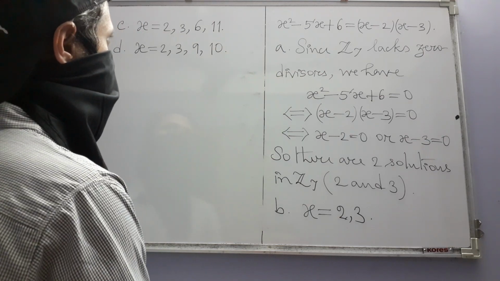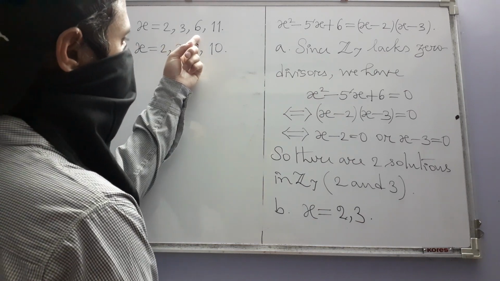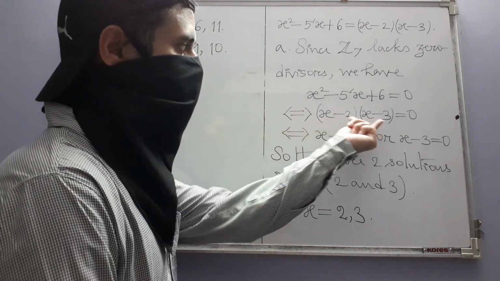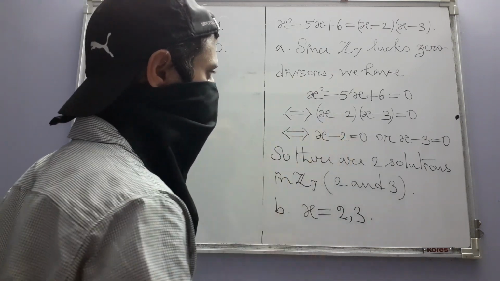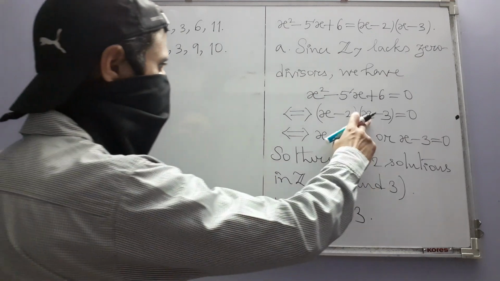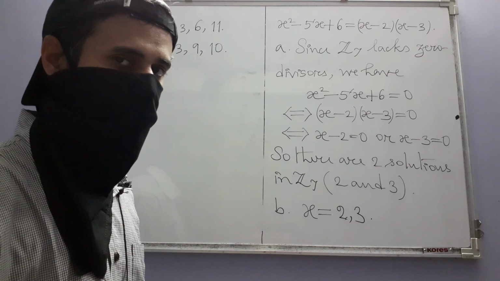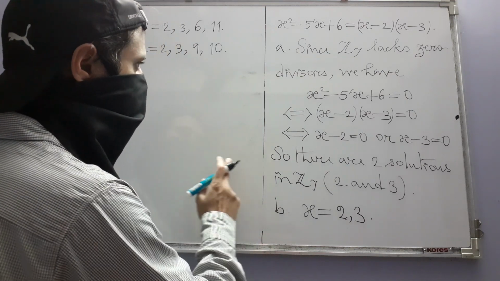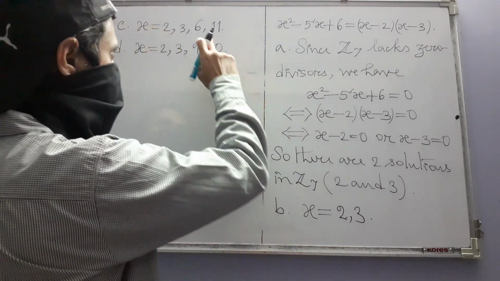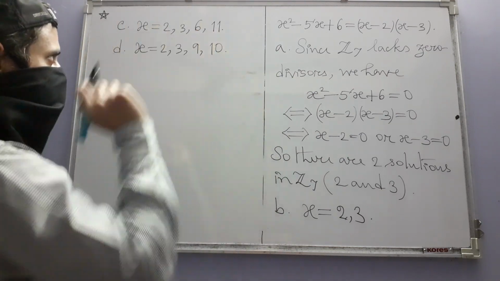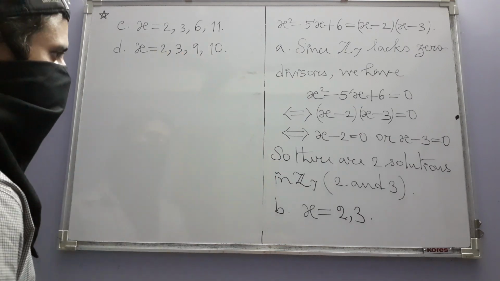Well, if you are in Z12 and you put x equal to 6 in this product, then you get what? 6 minus 2 is 4 and 6 minus 3 is 3. 4 times 3 is 12. So in Z12, 12 is equal to 0. That is why you are getting this extra solution, and again another one for x equal to 11. Similarly, in Z14 you have these 4 solutions.